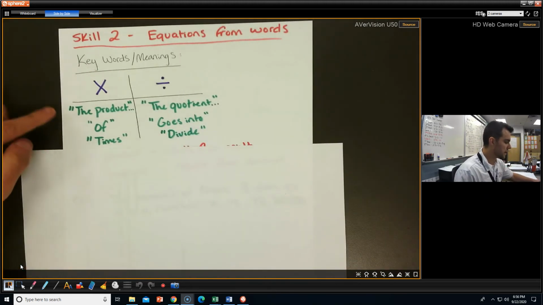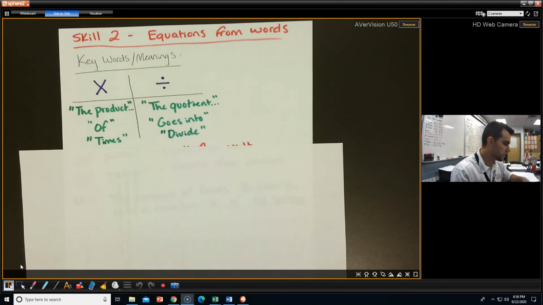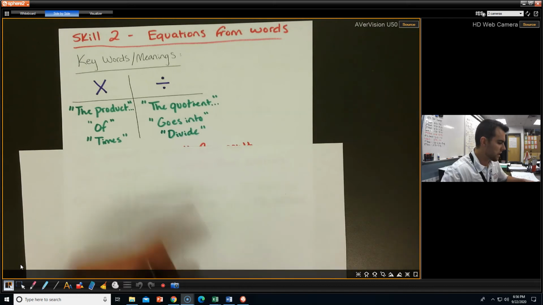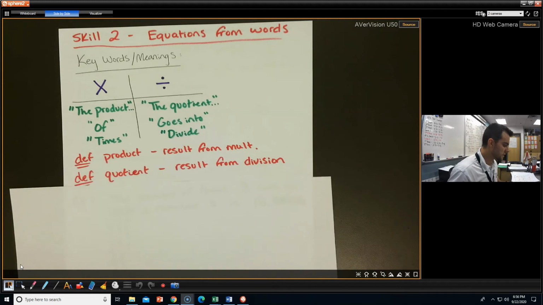So if you see the product or of or times, that's going to mean multiplication. Division is the quotient, the amount of times something goes into something, right? That's really what division is. Or if you, of course, see divide, probably good idea to divide. And then let's talk about product and quotient. If the sum is the result you get after adding, then the product is the result you get after multiplication. Same thing with the quotient. Quotient's just the result you get from division.